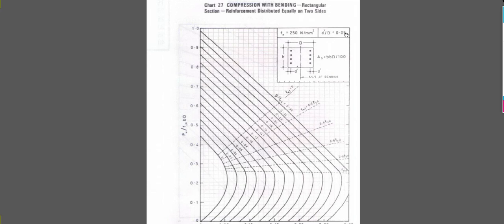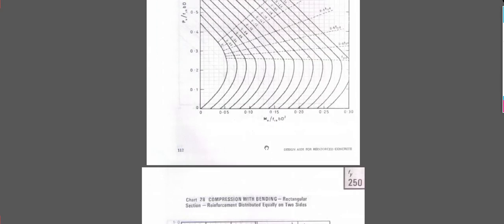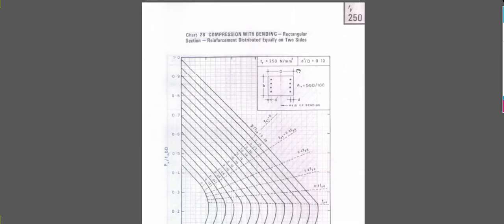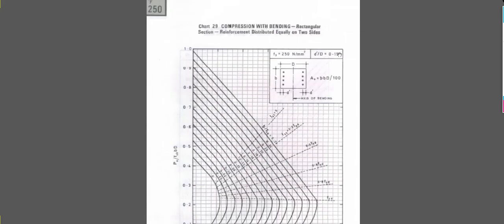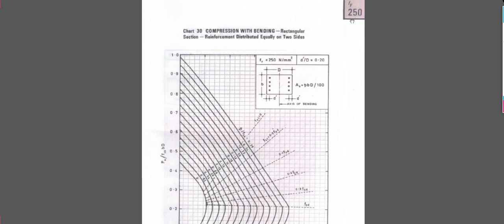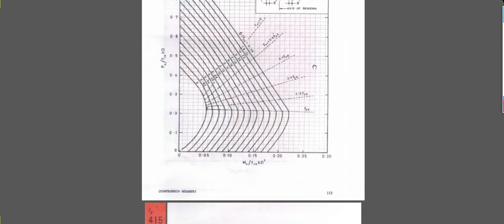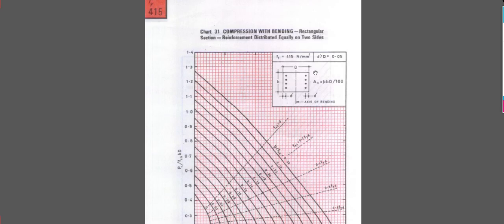Here d dash by d is 0.05. This is for fy 250, and you can find different values. The next chart will be for fy 250 itself, but here the d dash by d value is 0.1. Then the next is again fy 250, but d dash by d is 0.15. Then again fy 250, it is 0.2. So you can see that for different cases, all the cases are equally distributed on two sides. Then equally distributed on four sides is also available.